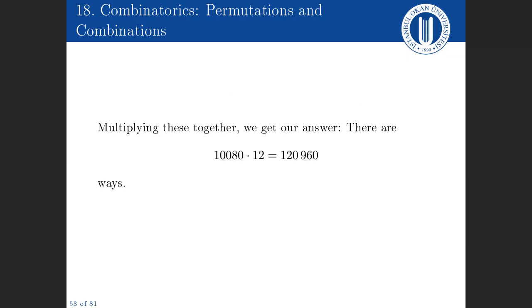If we multiply these two numbers together, we're going to get the answer to this question. 10,080 multiplied by 12 gives us 120,960. That's the number of different ways to arrange the letters of mathematics, which satisfy the rule that all of the vowels are consecutive.